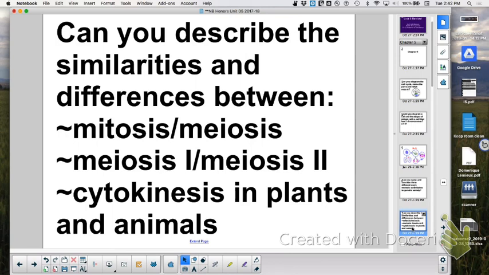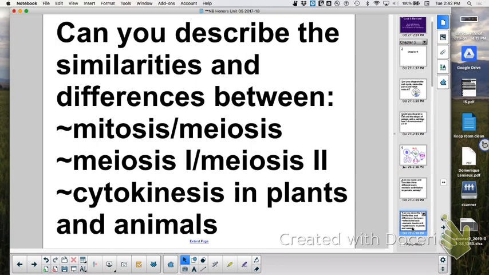Good. Which one has homologous pairs? Both of them have homologous pairs. But in mitosis, the chromosomes line up single file and separate. In meiosis, you have how many divisions? 2 divisions. The first division separates the homologous pairs, and the second division separates the sister chromatids. Perfect. Which one is used to form sperm and eggs? Good. Which one has variety? Meiosis.